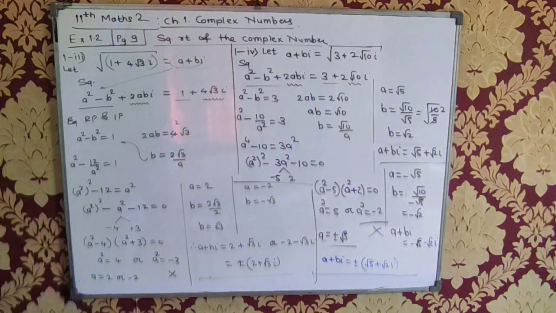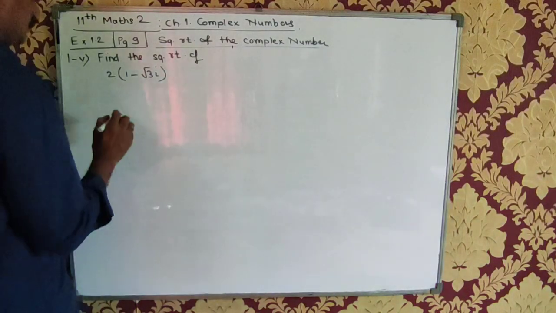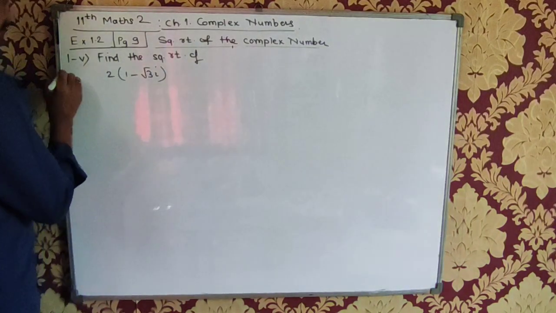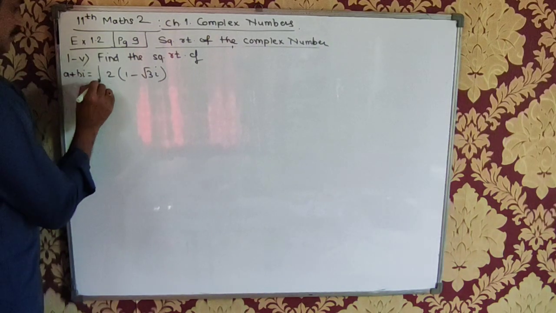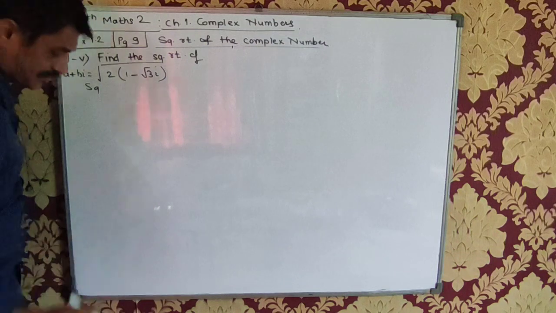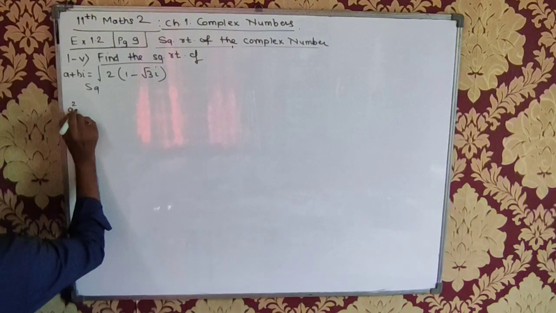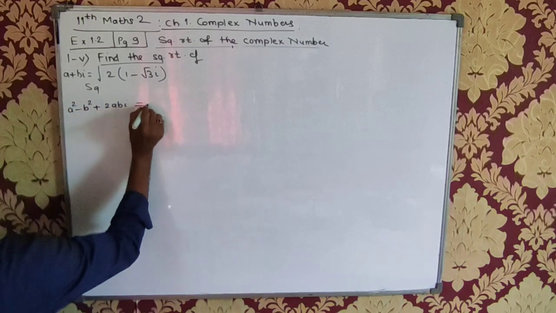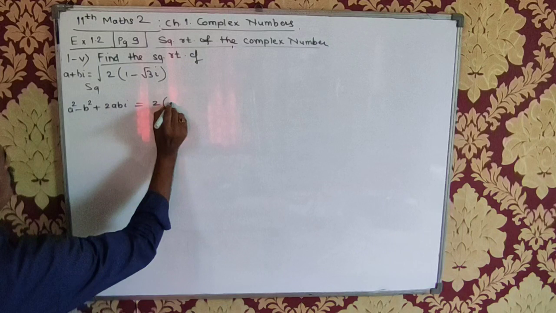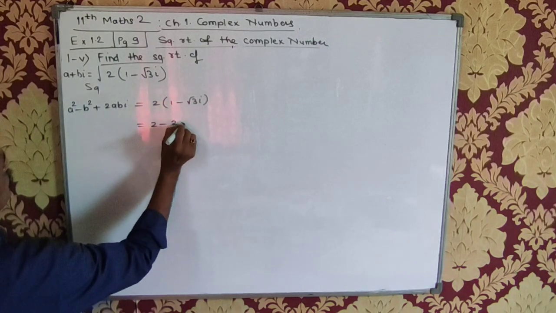Take the screenshot please. So question number 1: find the square root of this. Let a plus bi be equal to the square root of this. Squaring, we get a square minus b square plus 2abi is equal to 2 into 1 minus root 3i, which is 2 minus 2 root 3i.